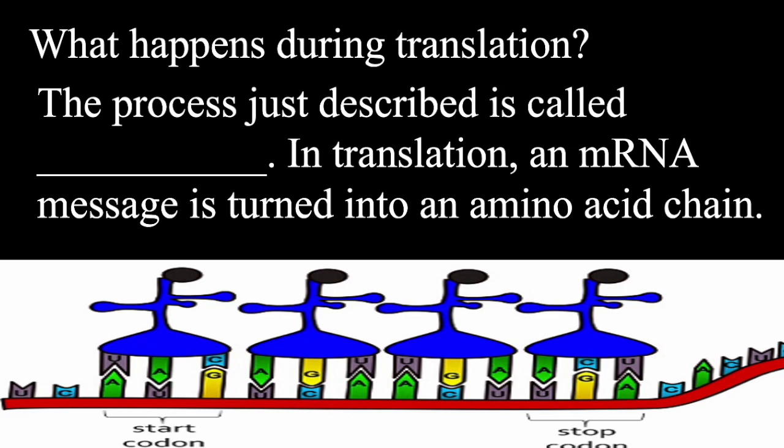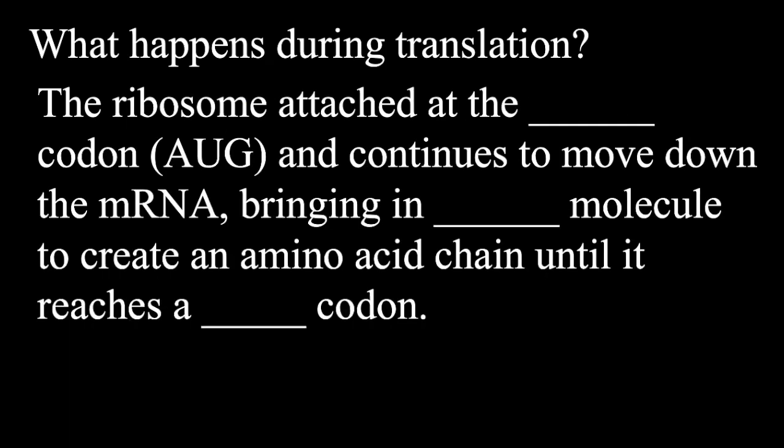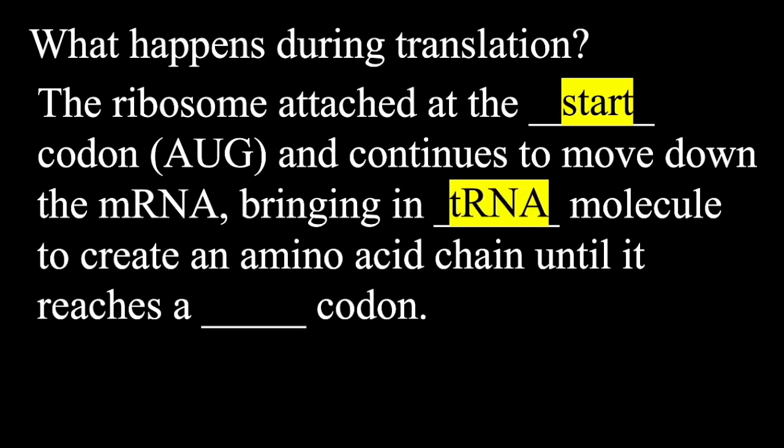Now, the process just described is called translation. In translation, an mRNA message is turned into an amino acid chain. So what's happening during translation? The ribosome attaches at the start codon, the AUG codon, and continues to move down the mRNA, bringing in tRNA molecules to create an amino acid chain until it reaches a stop codon.